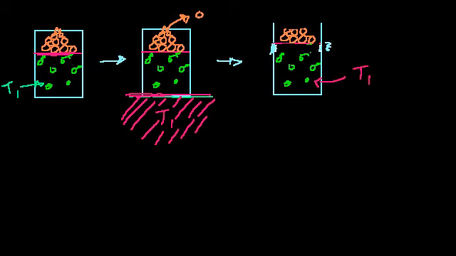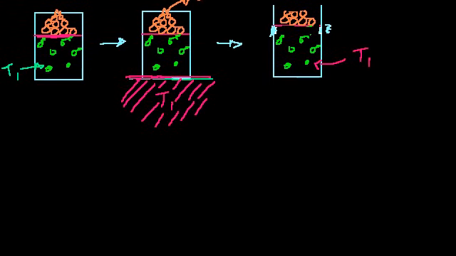So let's draw what we have so far on our famous PV diagram. So this is the p-axis. That's the v-axis.